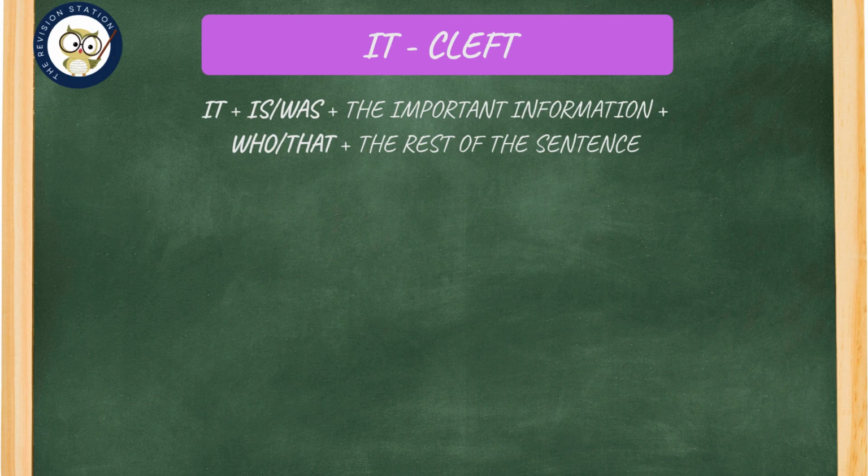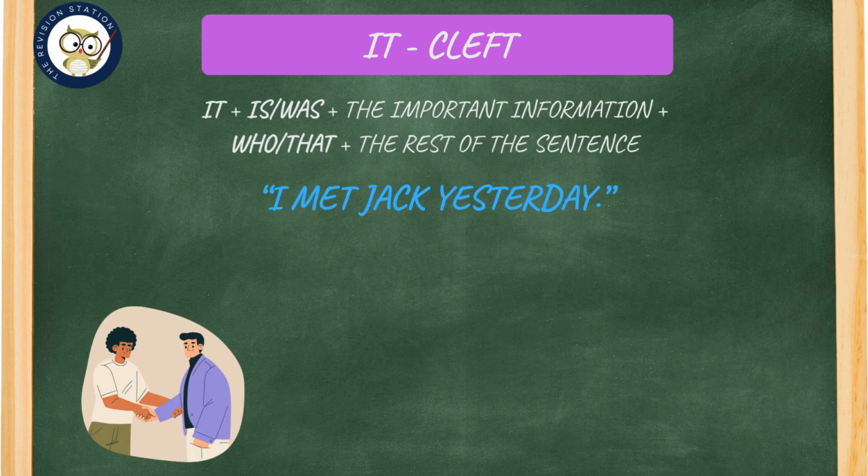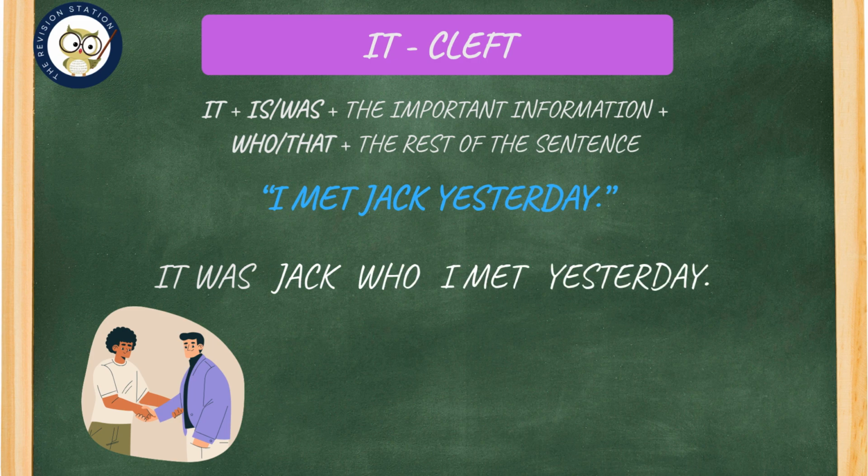First, let's look at the it-cleft. Let's start with a simple sentence. I met Jack yesterday. First, we need to add it, then was. Then we need to add the part we want to emphasize. So let's take Jack. Jack was a person, so we need to use who. And then we add the rest of the sentence. I met yesterday. It was Jack who I met yesterday.